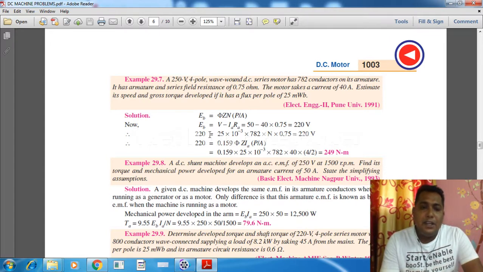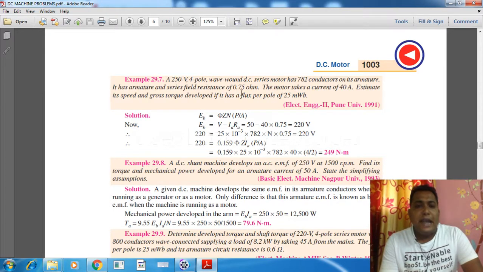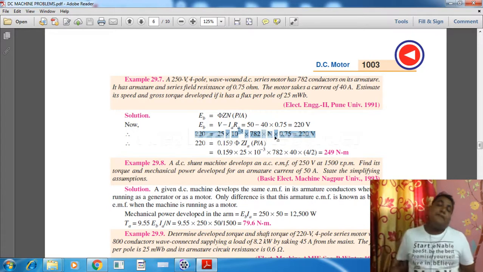Now after finding Eb, that value is put over here, and now in the problem φ is given, Z is given, N is not given, P is given, and A is given. Where is A given? It is told that it is wave connected, correct? And wave connected means A is equal to 2. So that value we will put, and after putting that we can find out N from this particular equation.